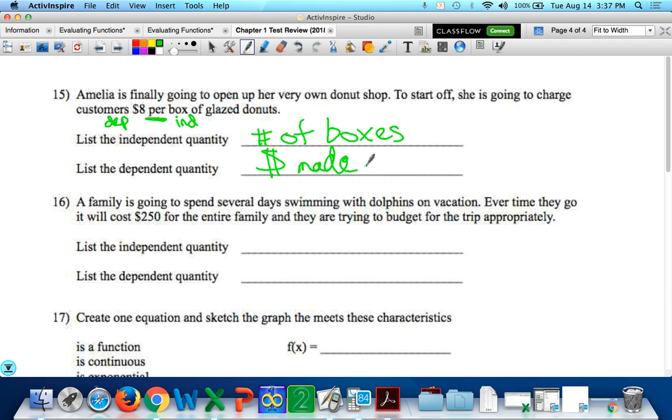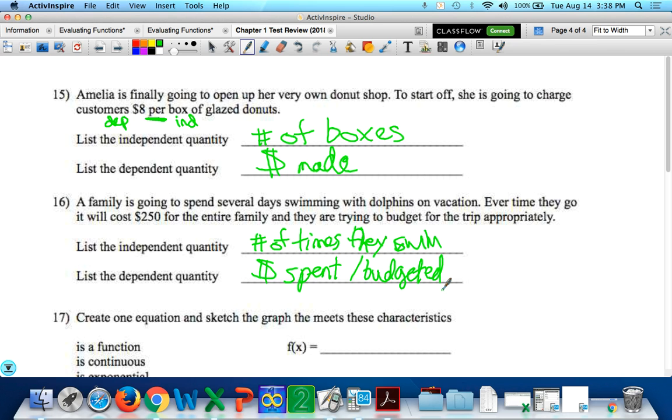16, similar. It says the family will spend several days swimming with dolphins on vacation. Every time they go, it will cost $250 for the entire family, and they're trying to budget for the trip appropriately, okay? So the independent quantity is the number of times they swim, or number of swims, or something like that, okay? And the dependent quantity, what that determines is the total money spent or budget, okay? Something along those lines.